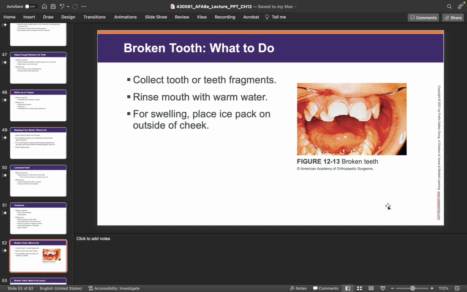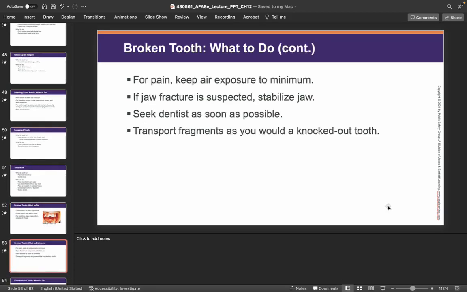Almost there. If somebody has a broken tooth, what you should do, you want to collect the tooth or the fragments. Okay, there is a way the dentists can fix these at times if you know where the pieces are at. Okay, rinse the person's mouth out with warm water. If there is some swelling, use ice on the outside of the mouth. For pain, try and limit the exposure to air. This is because those nerve endings in the teeth can become exposed with a broken tooth, and nerves that are exposed are very, very, very sensitive to changes in temperature.